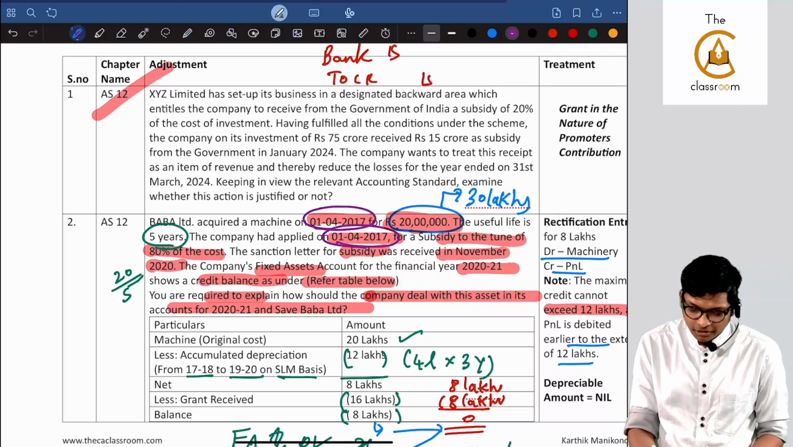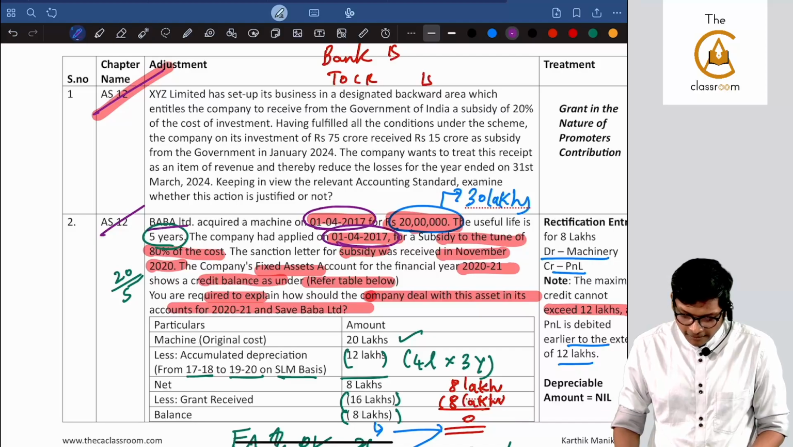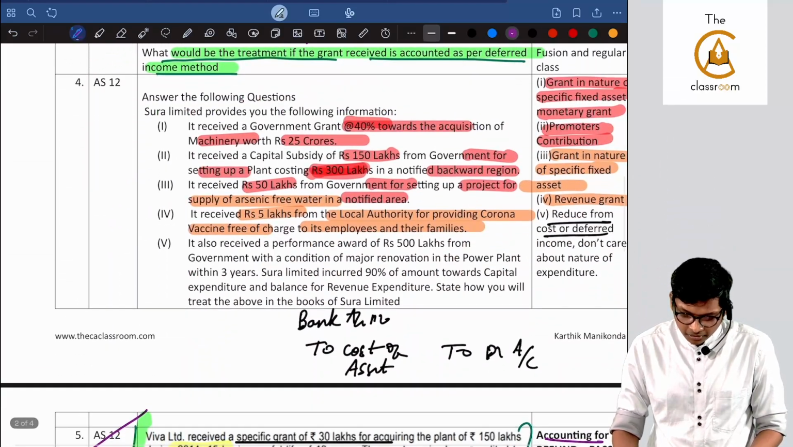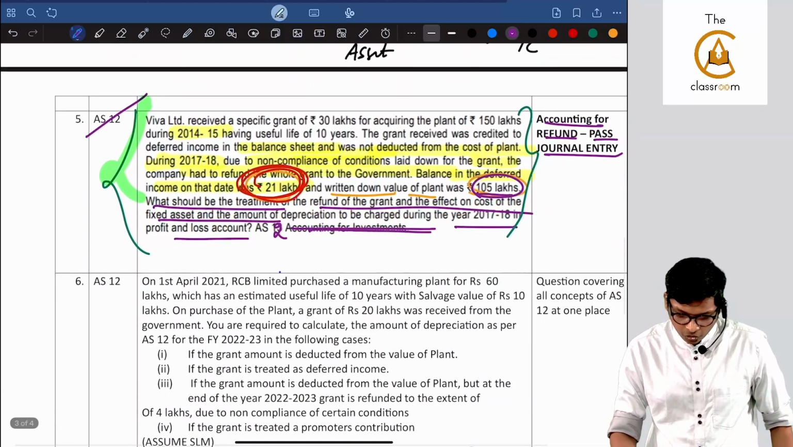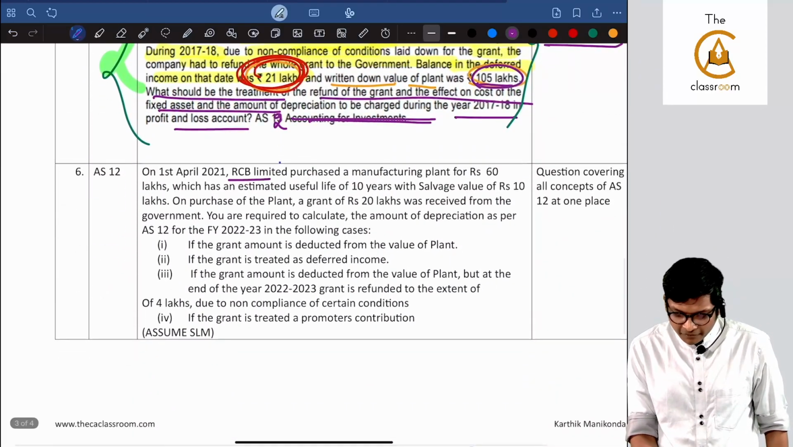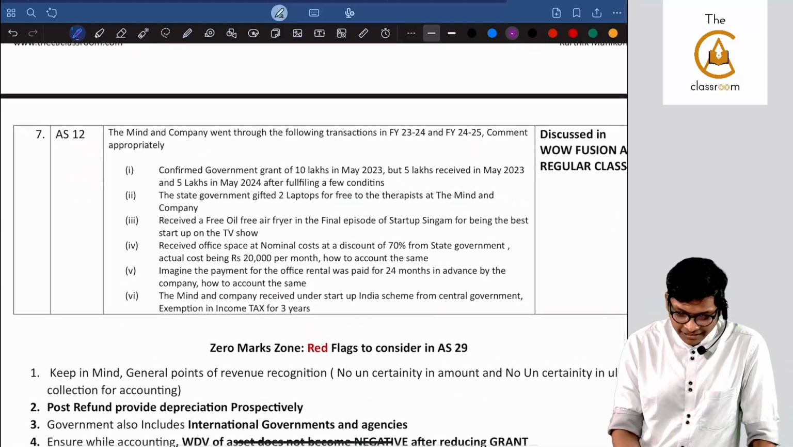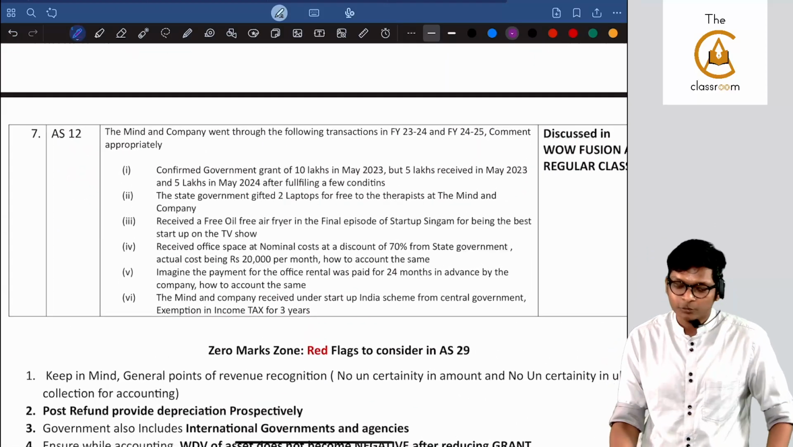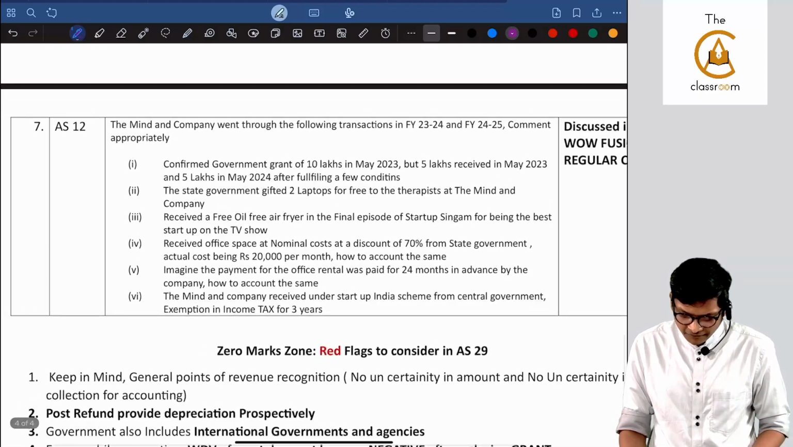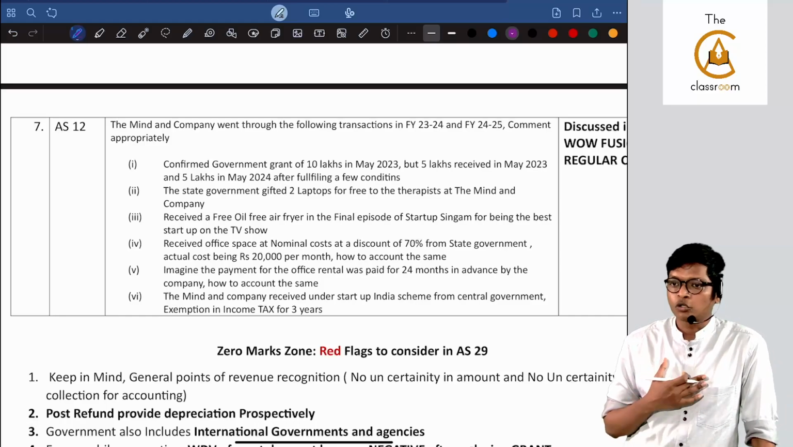That's it. Okay. Fine. So we are done with the first question. We are done with Baba. We are done with dragon. We are done with 4. We are done with Viva. We just have RCB. I will do it separately, guys. RCB question will take time. And we still have one more question, Mind and Company question. Grant question. I will just take this one last question and then close for today, guys.